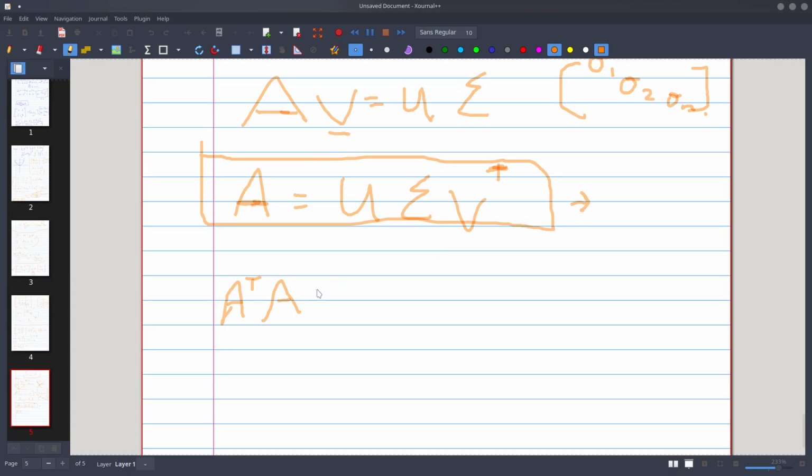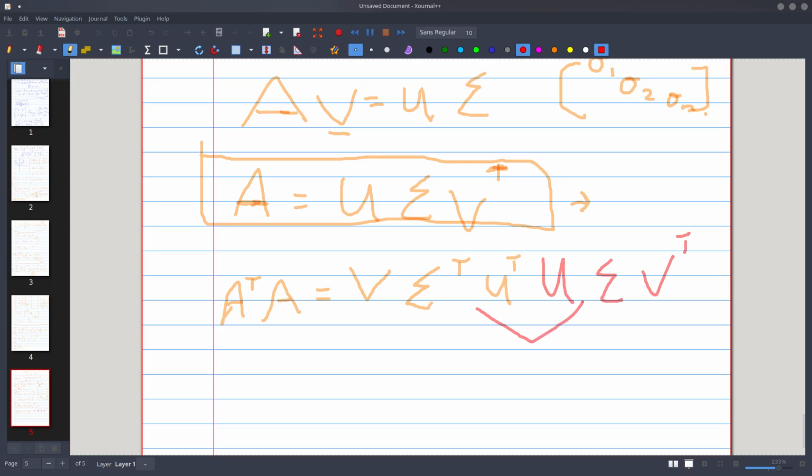So A transpose A is equal to, I'll just write it out for you. So V, sigma transpose, because if you transpose a matrix product, you're taking it in reverse order. This should be clear. If you're transposing a product of matrices, it comes in reverse order. So this is V transpose transpose, which is just V, sigma transpose U transpose. And then A, which is just U sigma V transpose.